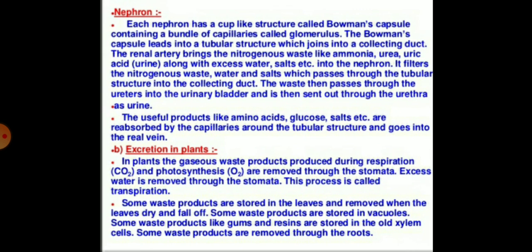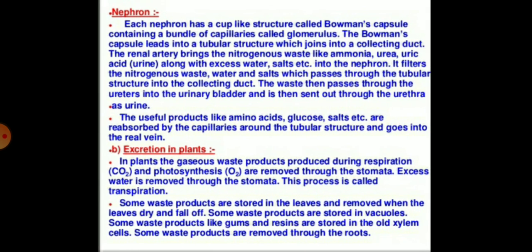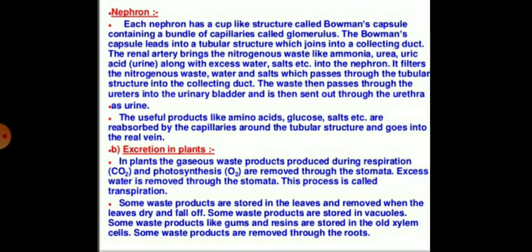Some waste products are stored in the vacuoles. Some wastes like gum and resin are stored in the old xylem cells, and some other waste products are removed through the roots. So children, this is the excretion process in plants and animals that we have discussed here.